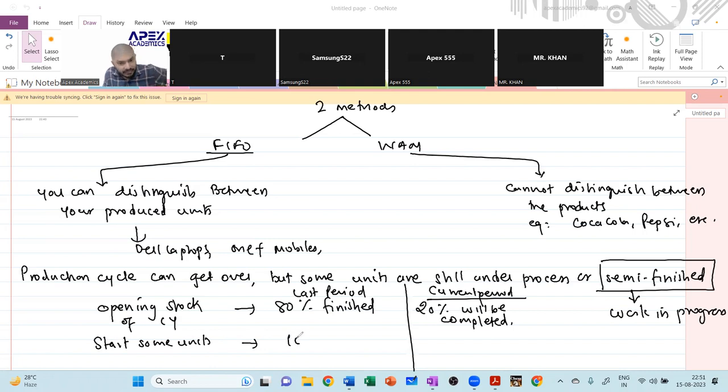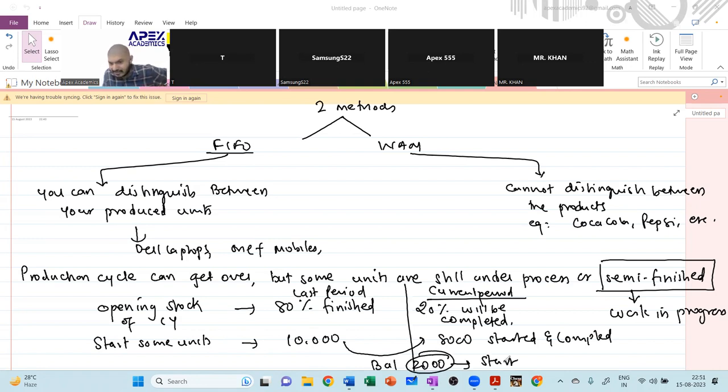Let's say that you have started 10,000 units now. Out of these 10,000 units, let me assume that 8,000 are started and completed. What about the balance 2,000? The balance 2,000 are started but not completed. They become your closing stock.